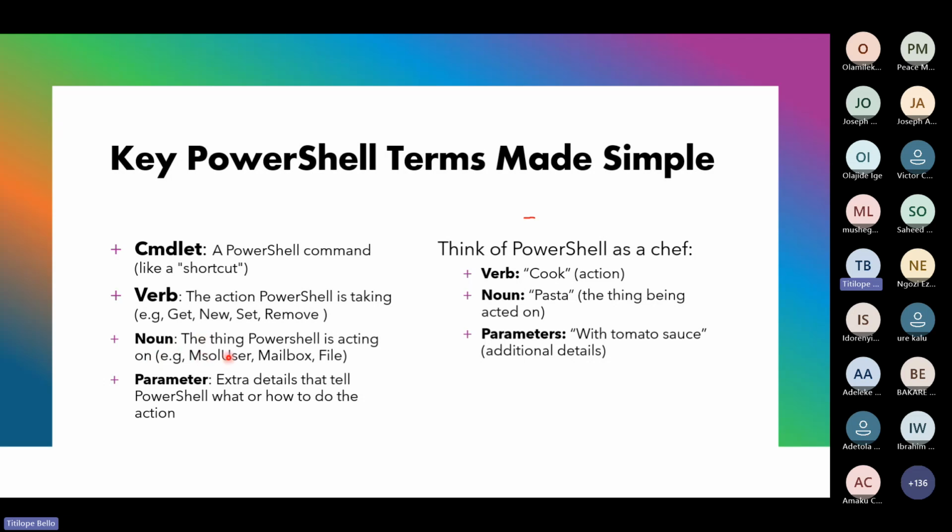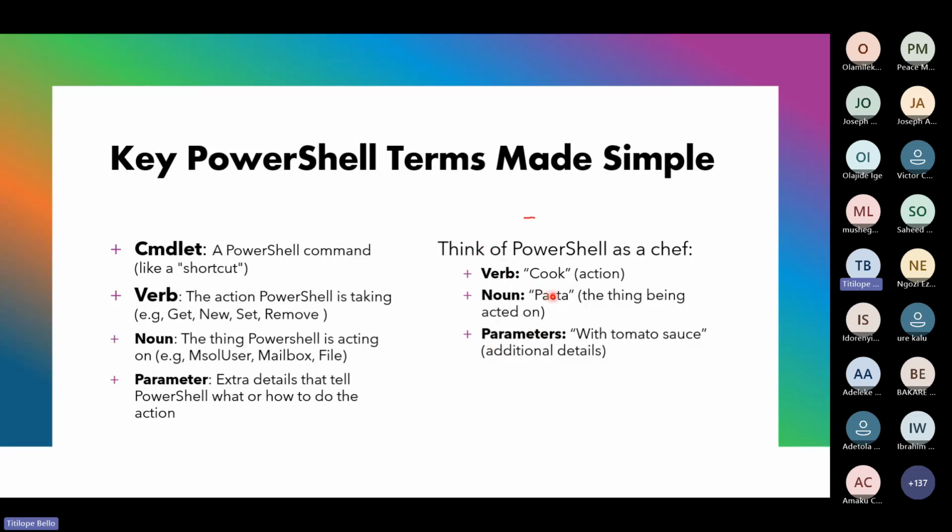And then the nouns are the things PowerShell is acting on, like a user, a mailbox, or a file. And parameter, like we said, is adding extra detail. So take PowerShell like a chef that wants to cook. Cooking is the action word. What is he cooking? You ask a chef to cook pasta, the thing being acted on by the verb.